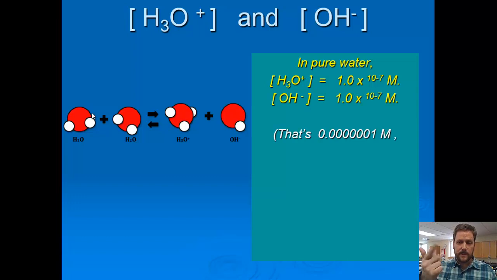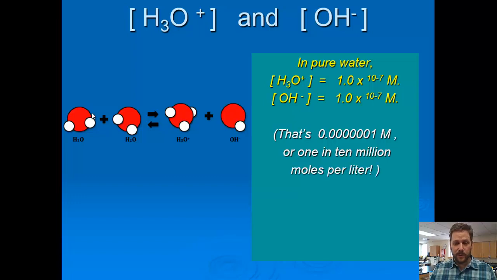That's 0.000001 molar, 1 times 10 to the negative 7th. 1 in 10 million moles per liter. Now, we say that the pH is 7, the negative log of that concentration.